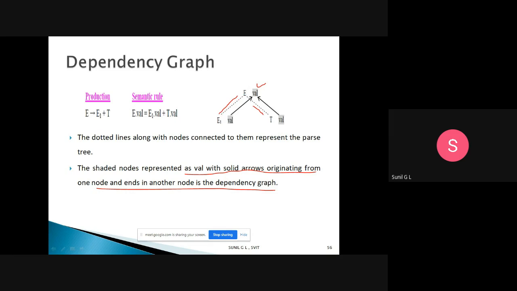But in this dependency graph, we can easily tell that the value is passing from E1 to E, and the value is passing from T to E, because we have an arrow with a solid edge. So with the help of the dependency graph, we can easily identify how the data will flow. That is what we call a dependency graph.